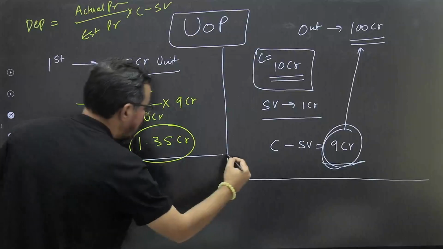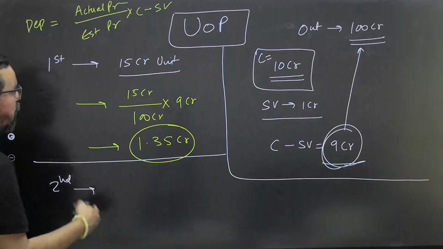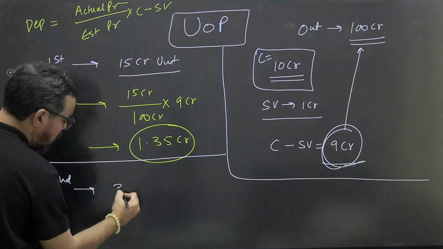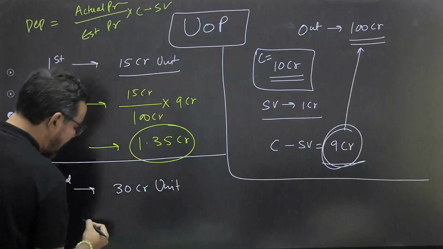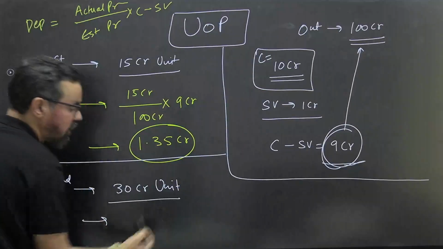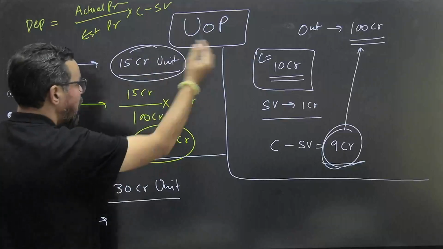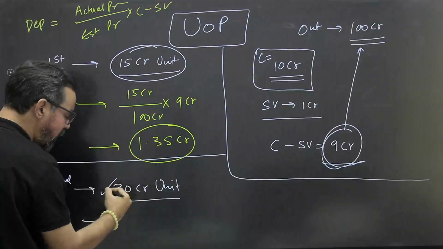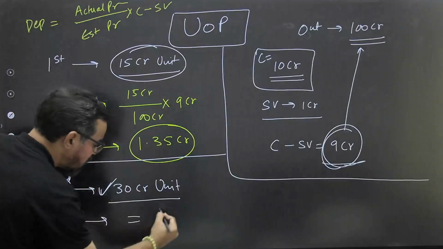Let's say another situation, second year or any other year, we produce, suppose, 30 crores. Second year production was 30 crores unit. So the depreciation will be higher because it is use based method. If you are producing less, if you are consuming less, you will charge less depreciation. If you are consuming higher, your depreciation will be at higher rate. So how you will calculate this one?